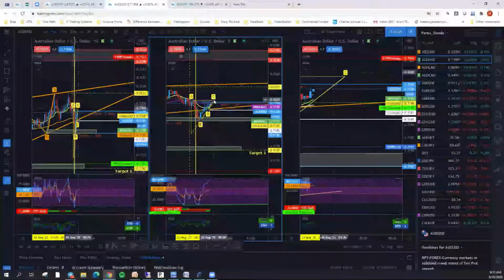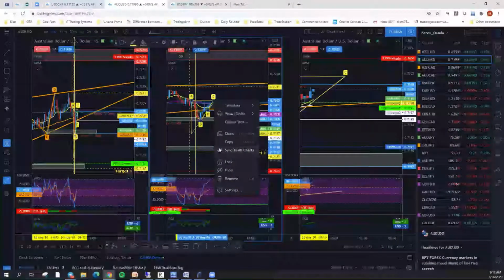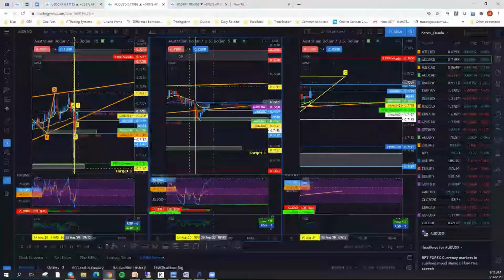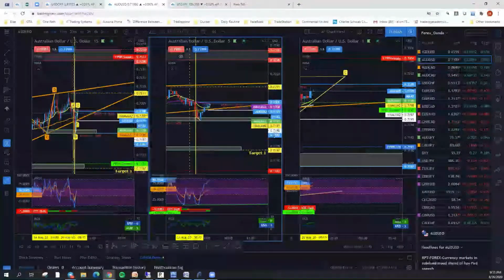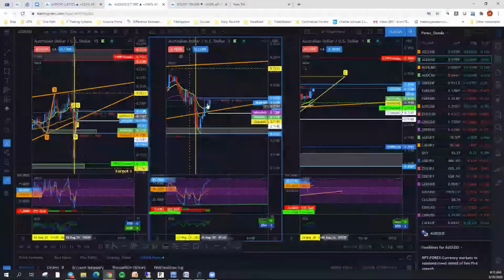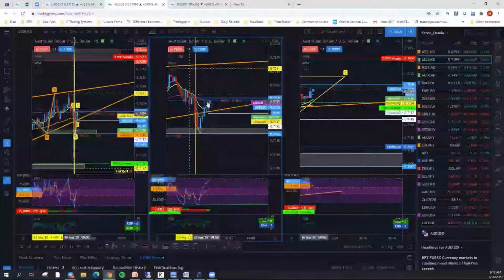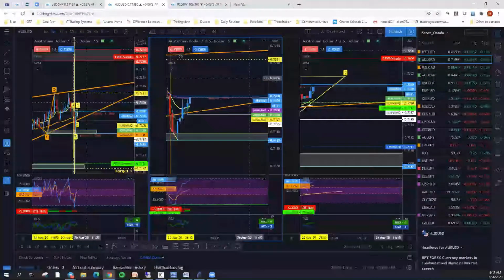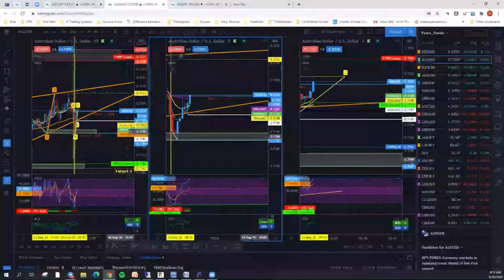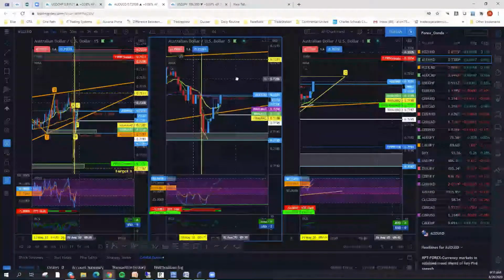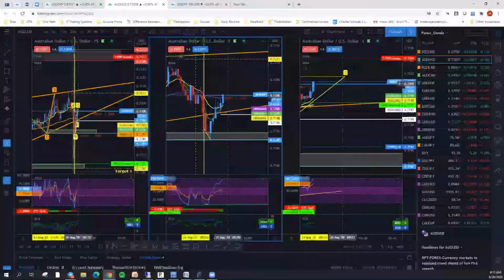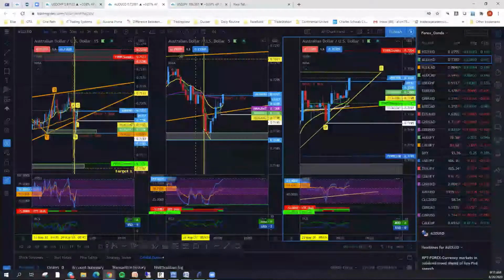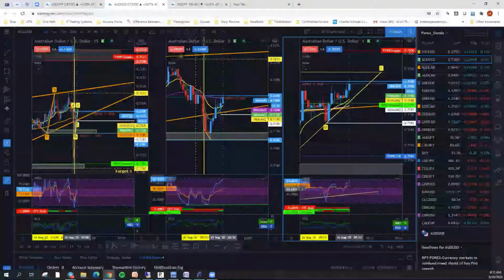Let me just get some of this stuff off of here so it doesn't seem to be quite so cluttered. We have our 62 right here. We're trying to see if it's going to break that 62, and that's another bit of rebar, as I call it. It's got a little strength.